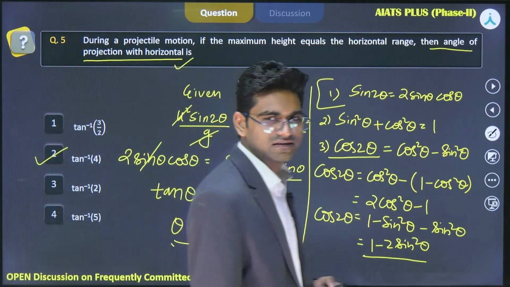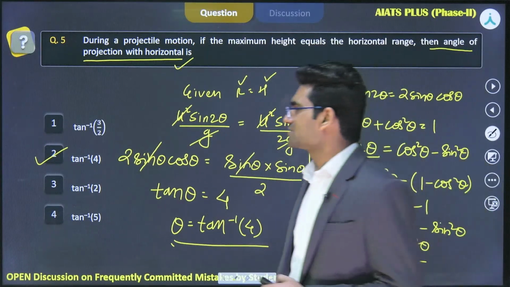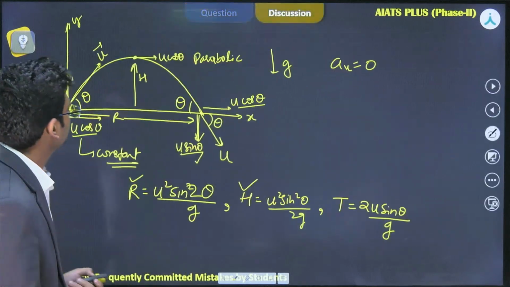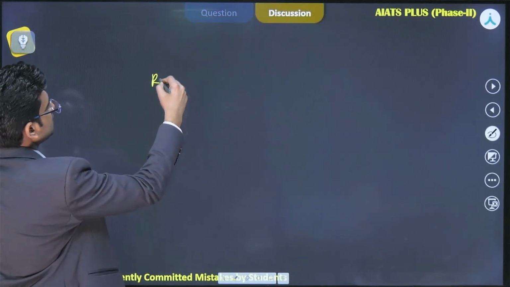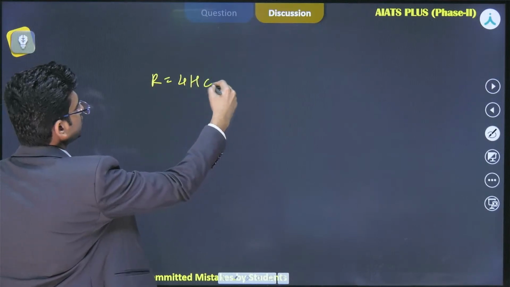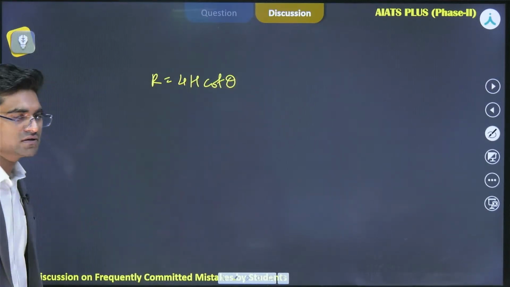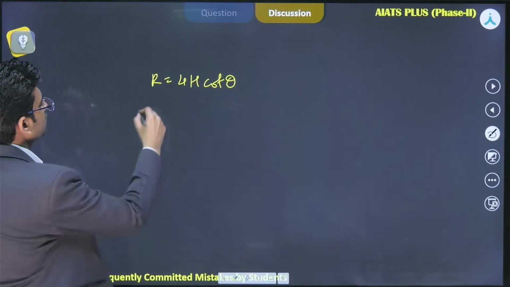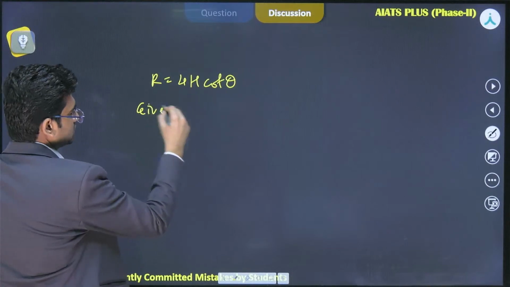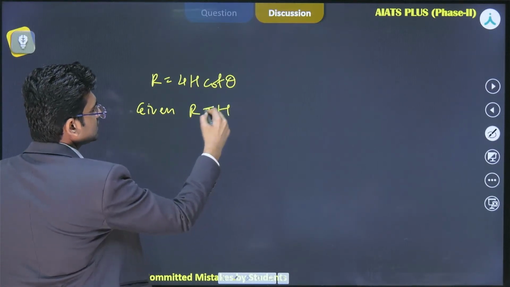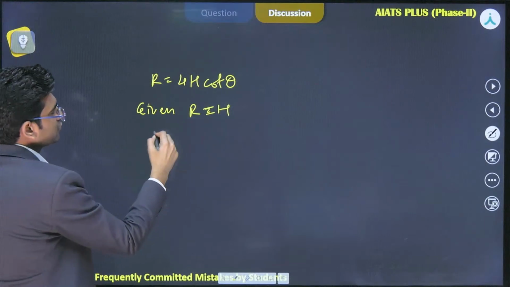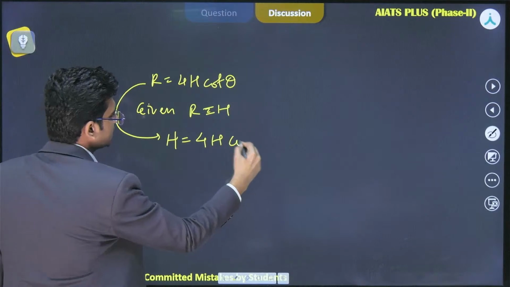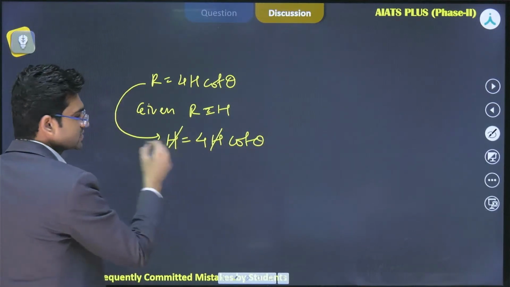Yes, exactly. So there is a formula which can relate R and H with theta, and that formula is R is equal to 4H cot theta. You should know this formula. Now, we are given that R is equal to H, right? So I put R is equal to H in this formula, and this will become H is equal to 4H cot theta. H and H will get cancelled out.